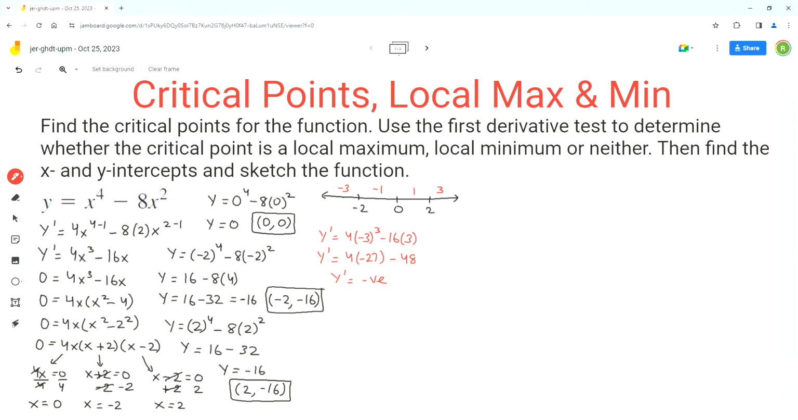So that means the derivative has a negative value to the left side of negative 2. Therefore, the function is decreasing on the left side of negative 2. So I can write it as decrease.